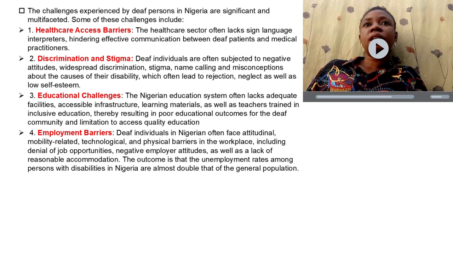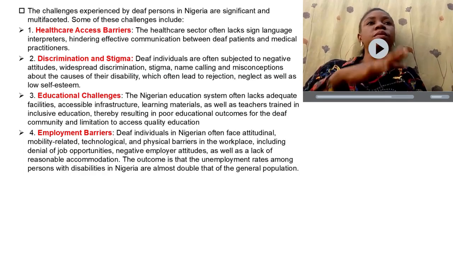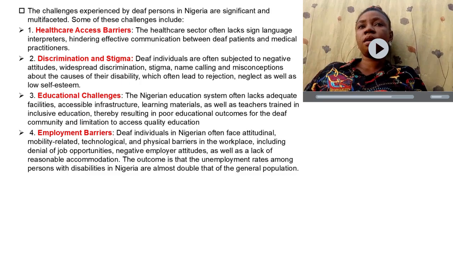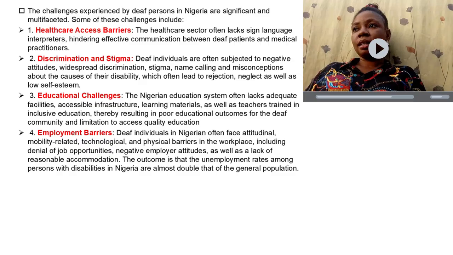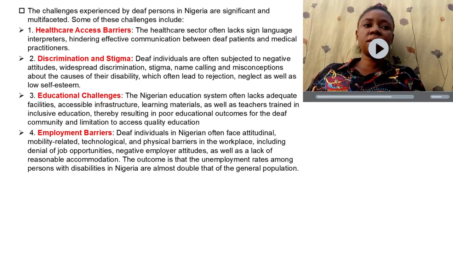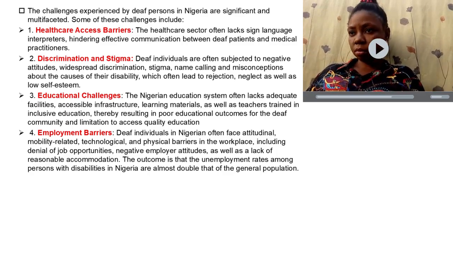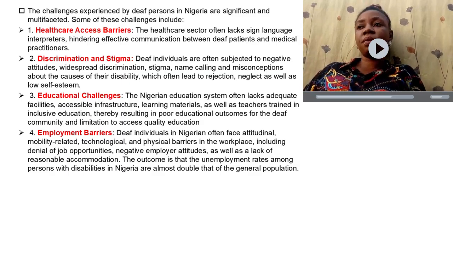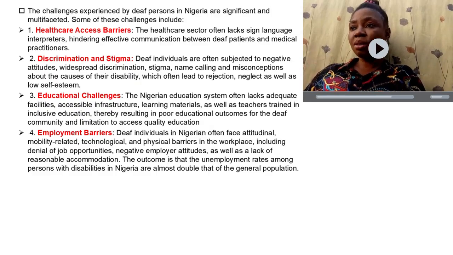We also talk about the negative attitude that most of these employers dish out to the deaf. Most times if they have, let's say, staff meetings, it becomes difficult for this deaf person to be a part of this meeting because the employer will not make effort to provide a sign language interpreter that would be able to pass the message down to the deaf. And all this poses challenges, and the effects will be increased rate of unemployment among deaf persons in Nigeria.